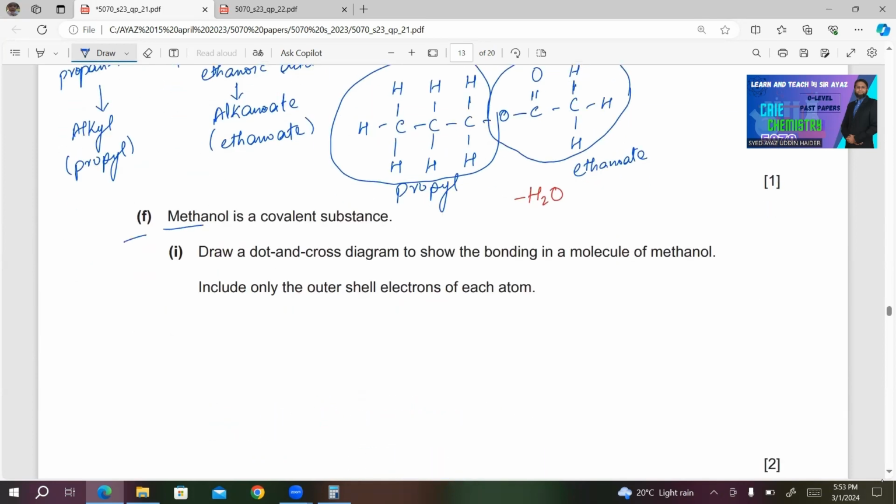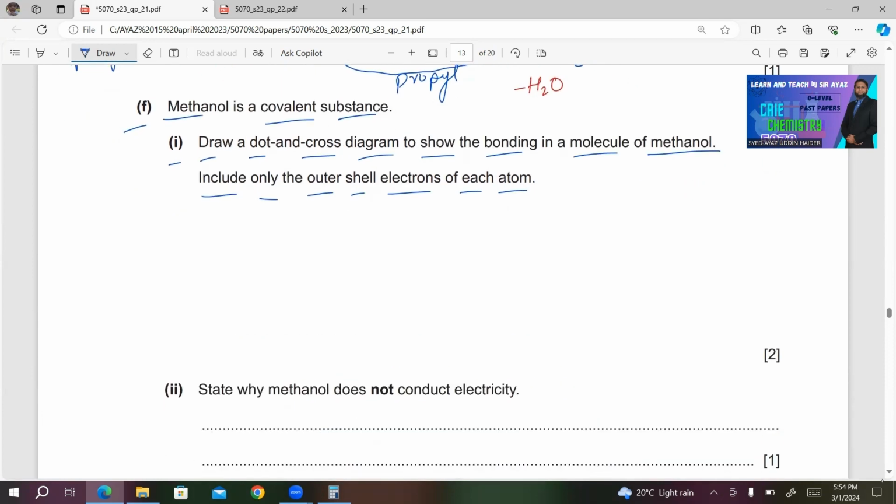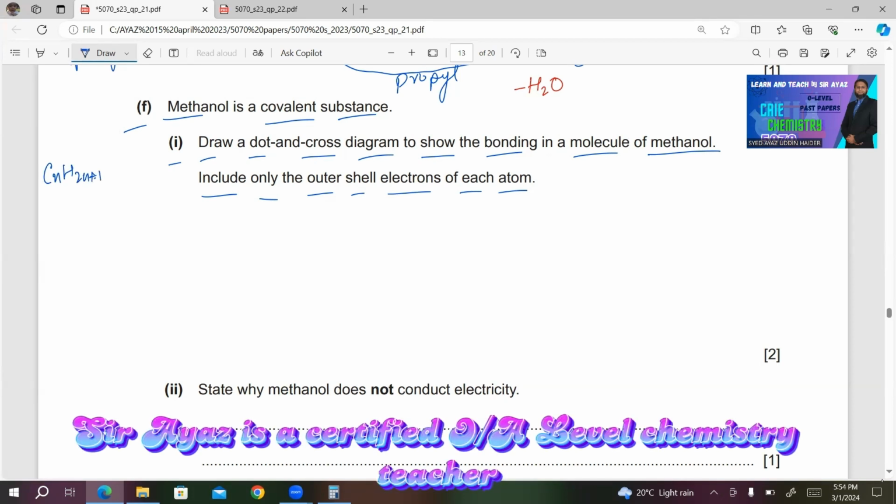Part F. Methanol is a covalent substance. 1. Draw a dot and cross diagram to show the bonding in a molecule of methanol. Include only the outer shell electrons of each atom. First of all, you should know the formula for methanol. It's an alcohol, so the general formula for alcohol is CnH2n+1 OH. Here the value of n must be 1.